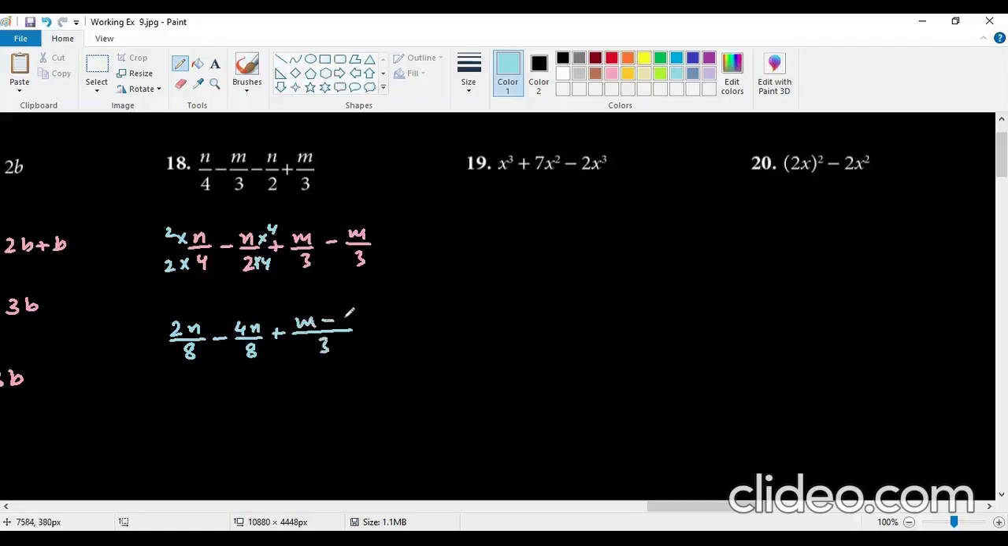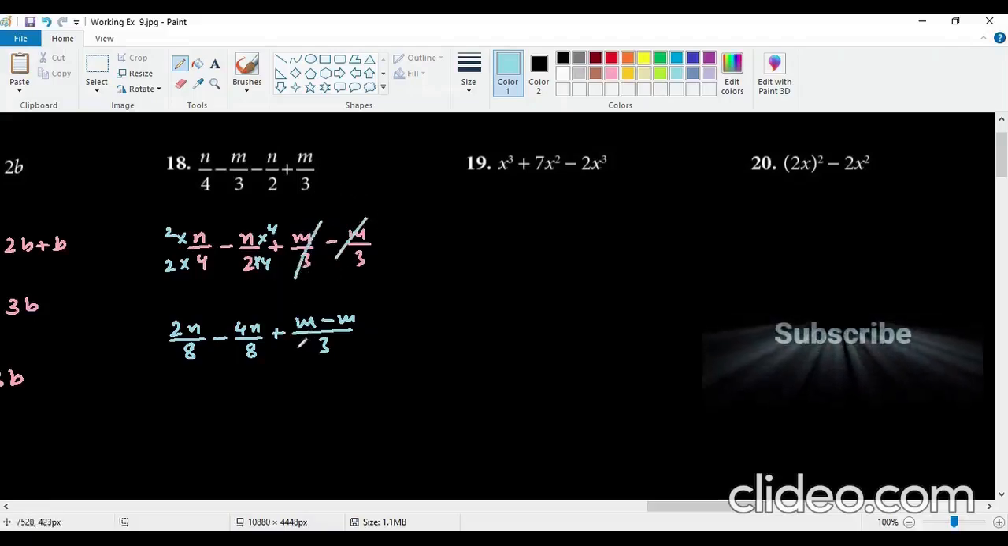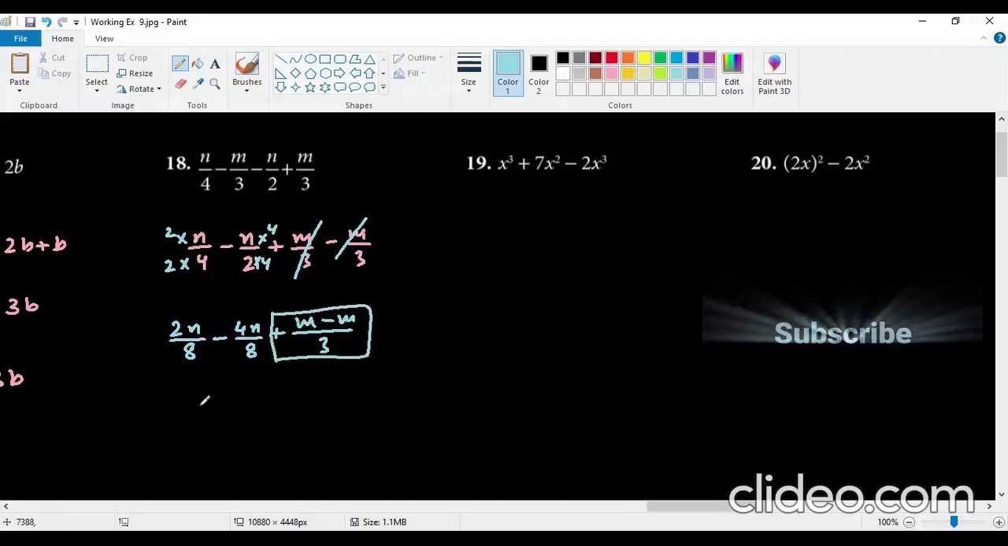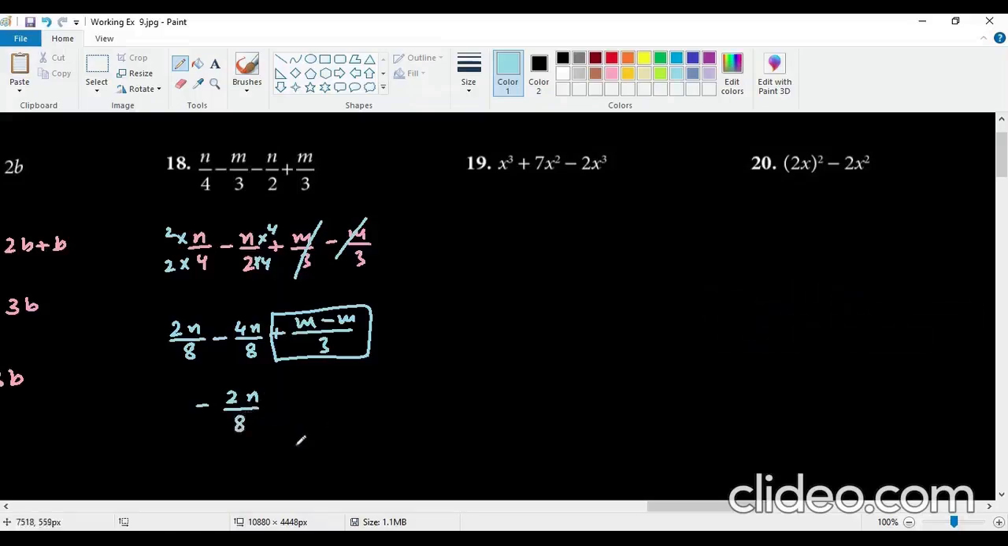m minus m is going to be 0. So straight away I can cancel these two guys here also. So this is not going to be included in the answer. So 2n minus 4n is going to give you minus 2n over 8. Simplifying, it's going to give you minus n over 4 as an answer for question number 18.